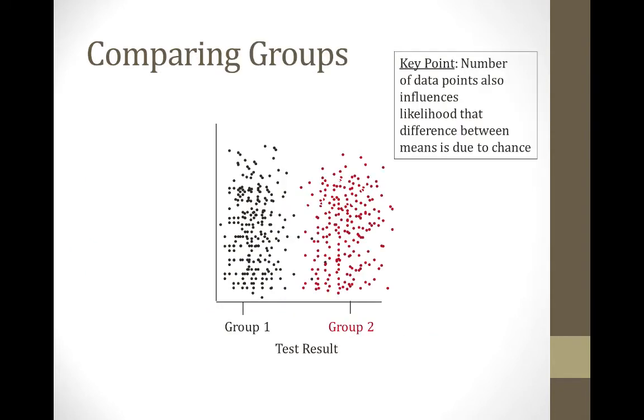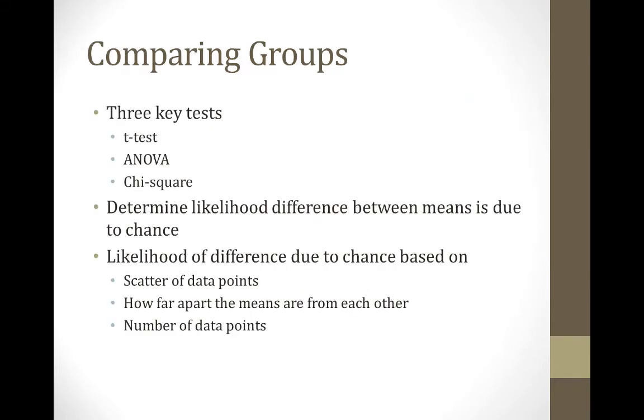Now let's talk about the number of data points. So here I've got group 1 on the left and group 2 on the right. And in this example, there is a fair amount of scatter of data, but I've got so many data points that it's becoming much more clear that group 1 really probably does have a mean over here on the left, and group 2 really probably does have a mean that's over here on the right. So the number of data points also influences the likelihood that differences between means are due to chance. If you have just a few samples, it's very hard to get the likelihood that the difference between groups is due to chance to be very small. But if you have a lot of samples, it's easier to get that likelihood to be small. So I showed you all that to help you understand the rationale behind tests of significance.